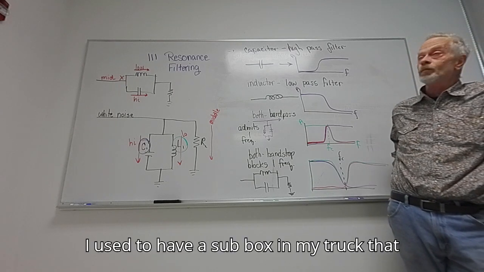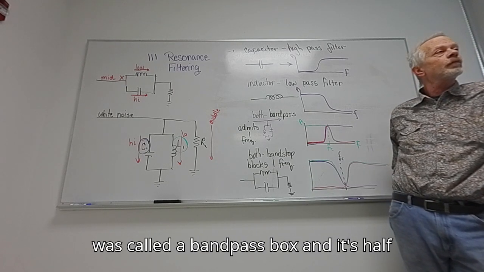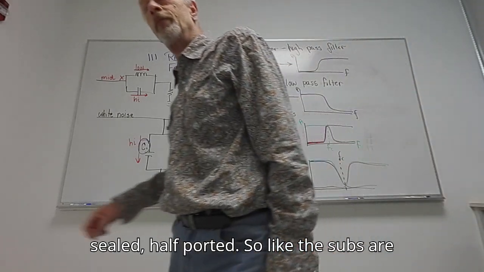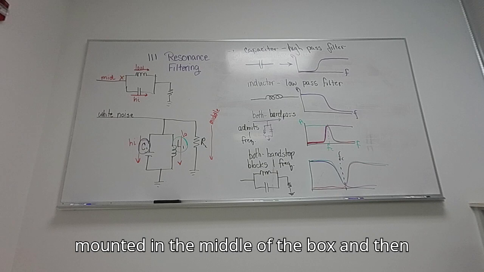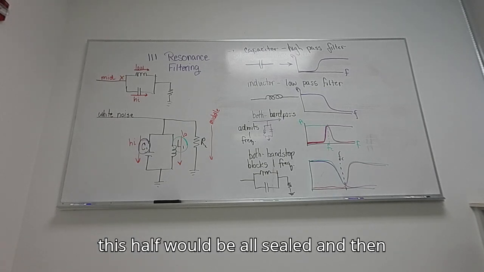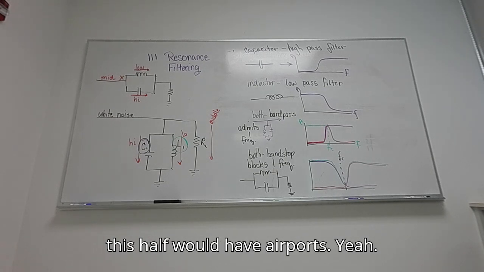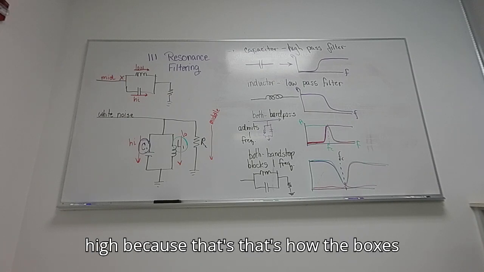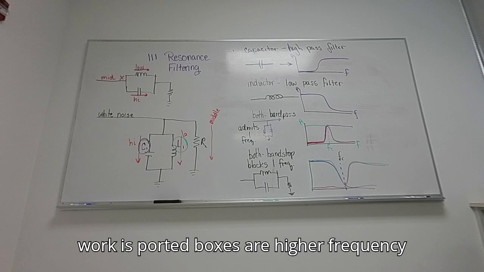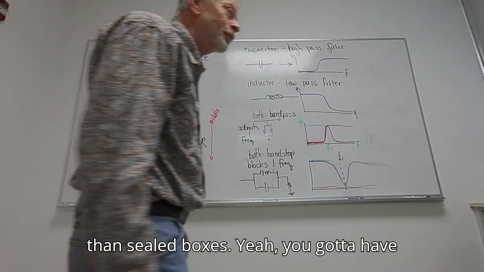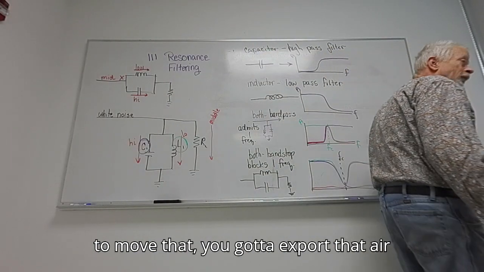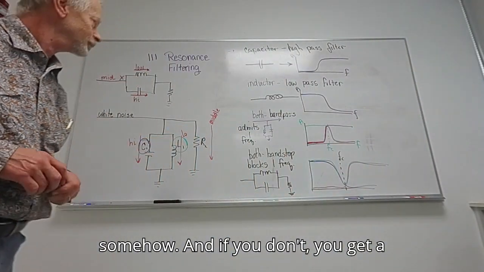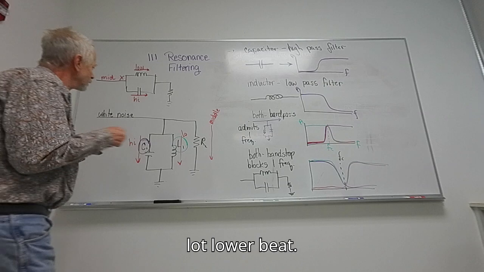I used to have a sub-box in my truck that was called a bandpass box. It's half-sealed, half-ported. The subs are mounted in the middle of the box, and this half would be all sealed, and this half would have air ports. So that gets you the low and the high, because that's how the boxes work. Ported boxes are higher frequency than sealed boxes. You have to export that air somehow, and if you don't, you get a lot lower beat.